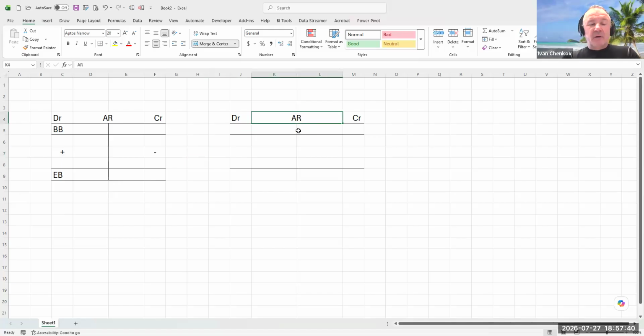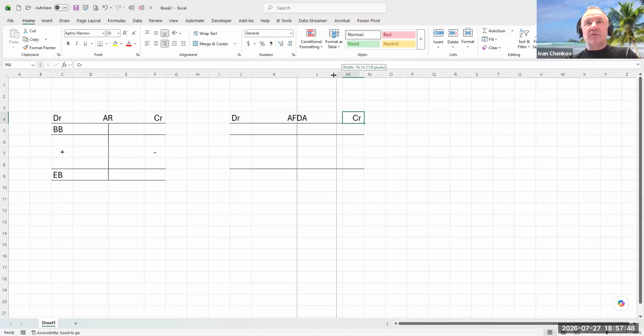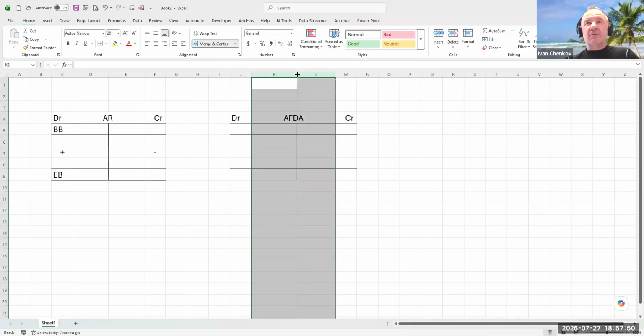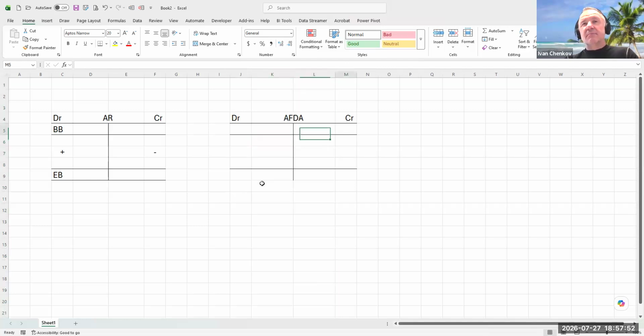Now, allowance for doubtful accounts, it will be a contra account, which means to accounts receivables, they're going to be side by side, but this one's going to be contra to the other. What that means is that allowance for doubtful accounts is going to have a normal balance of credit. So beginning balance will go on the credit side, ending balance going to be on the credit side. That will be the main difference.